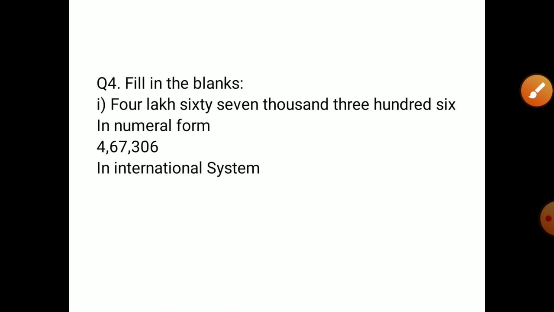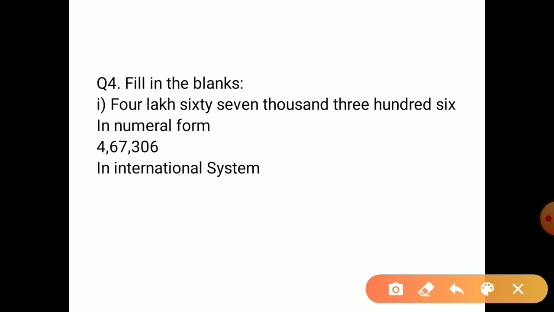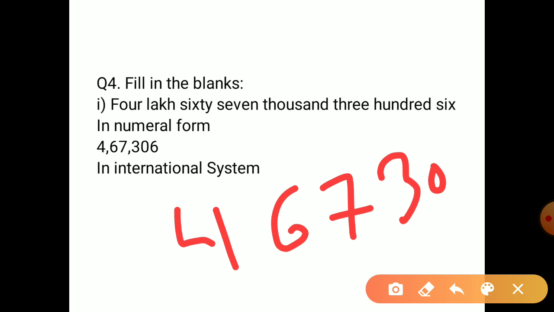Now we have to write this number in the international system. So we already have this number, 467306. We need to just place the comma, and we know that in the international system we place a comma after 3 digits. So we will place a comma here. So my question is solved. 467,306.